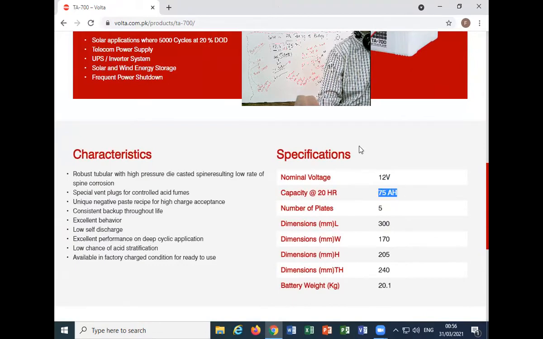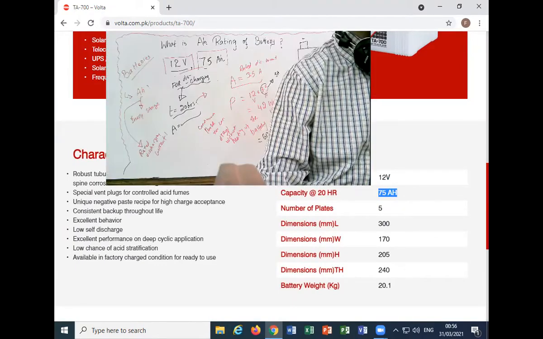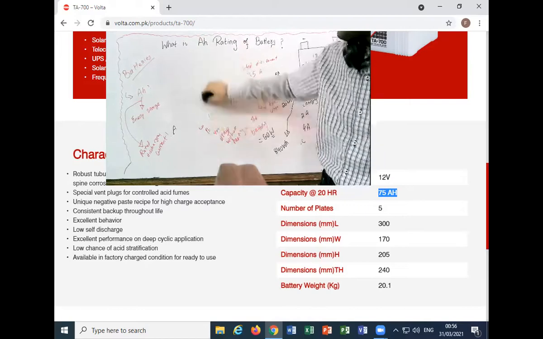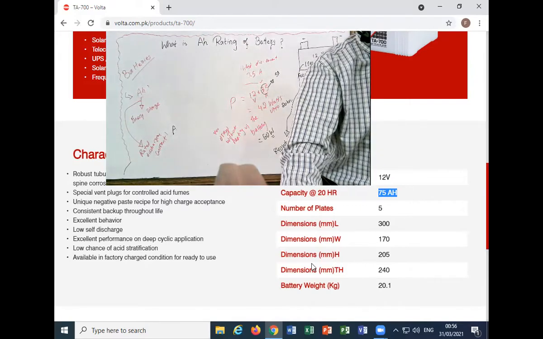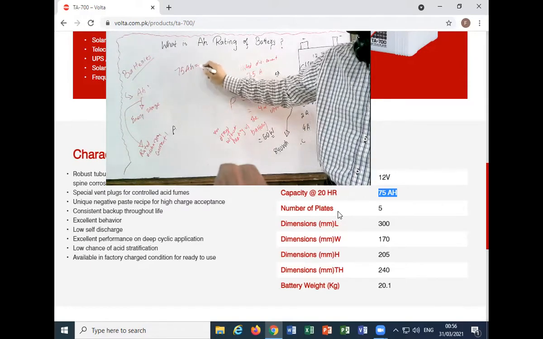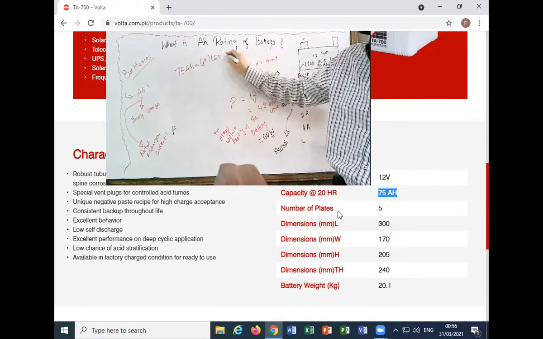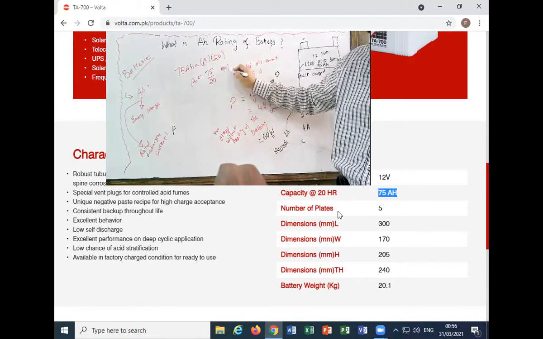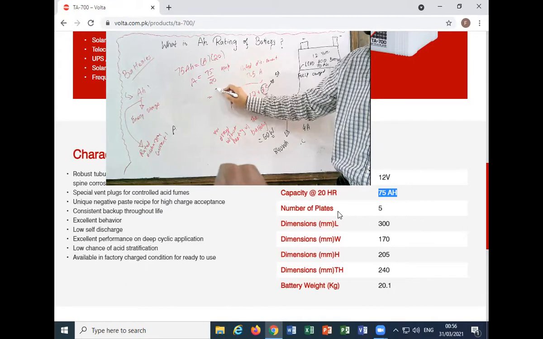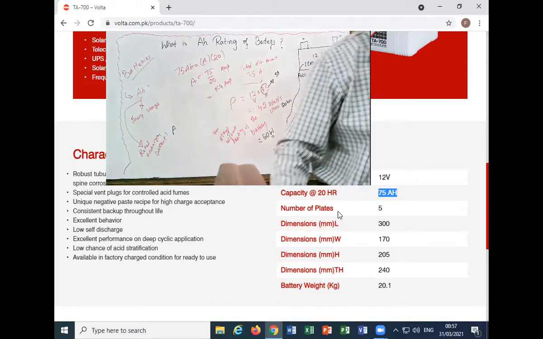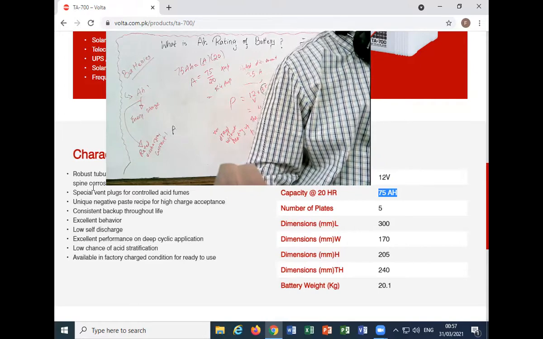Now what is the current? The discharging current. How can you find it out? The discharging current is mentioned as a 20 hour capacity. It means that 75 ampere hour is equal to A times 20. It comes out to be 75 by 20 amperes, which will be the nominal, approximately 4 amperes of current this battery can provide under normal conditions. Okay, so this is how we do this.